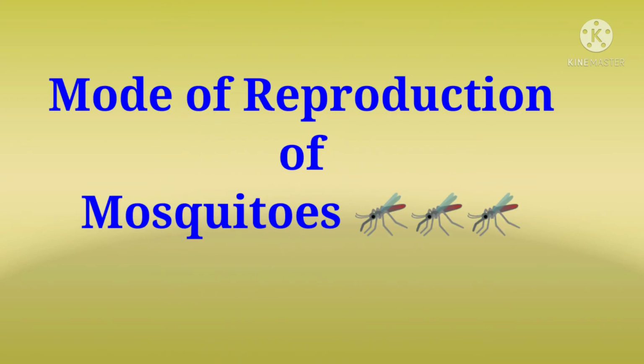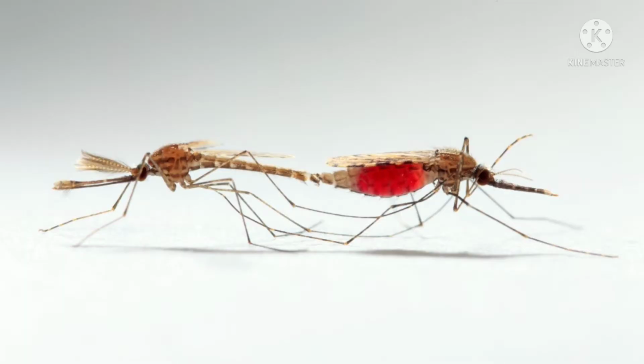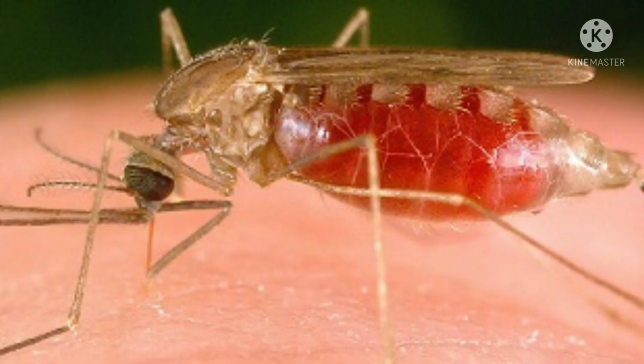Okay kids, I will discuss with you the mode of reproduction of mosquitoes. Reproduction in mosquitoes begins with courtship. During mating, the male deposits sperm into the female through a little pouch in her abdomen. The female sucks blood, which is used to feed the fertilized egg.